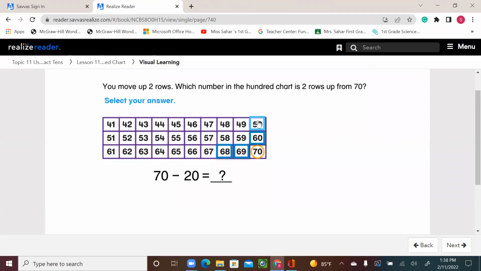Okay, so I know I'm moving up when I subtract tens. 2 rows means 1, 2, so 50.